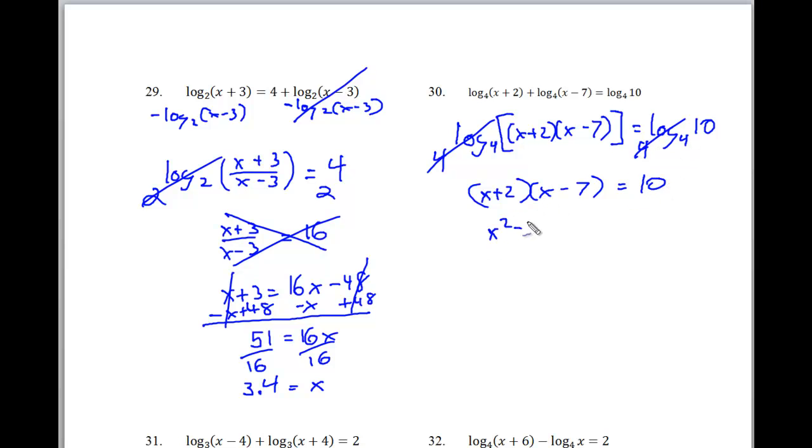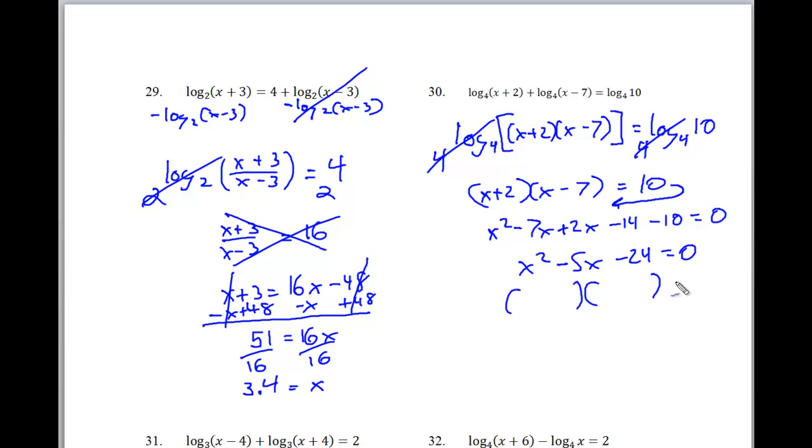So let's FOIL this out. So x squared minus 7x plus 2x minus 14 minus 10 equals 0. I'm already just planning ahead to move that 10 to the other side because I'm going to probably factor this. X squared minus 5x minus 24 equals 0. And it is factorable. The two numbers that multiply to make negative 24 and add to make negative 5 are negative 8 and positive 3. Now, this gives me an answer of x is equal to 8 and x is equal to negative 3.